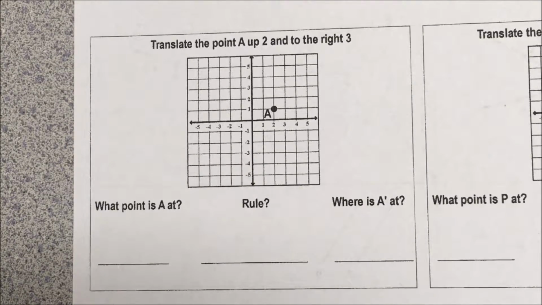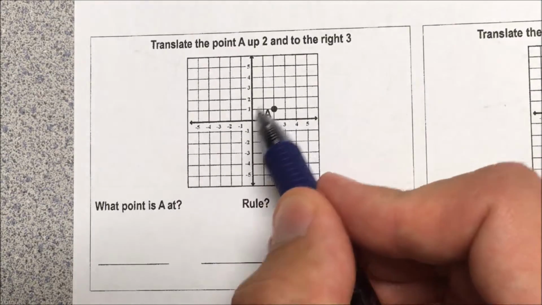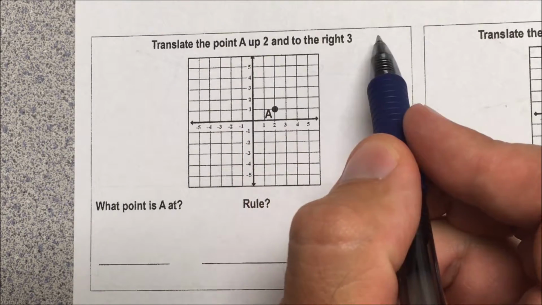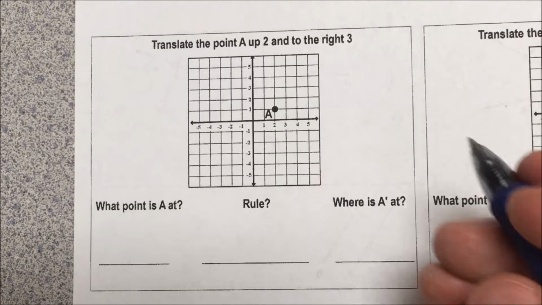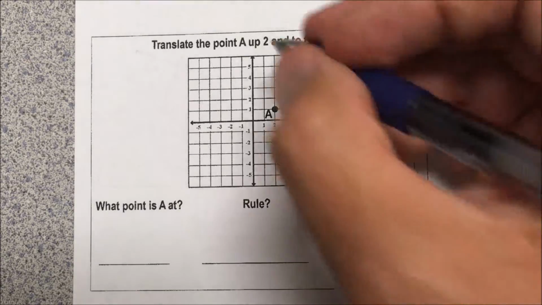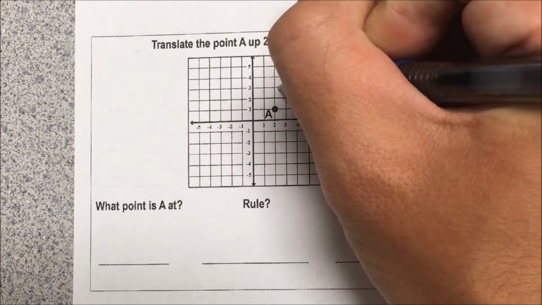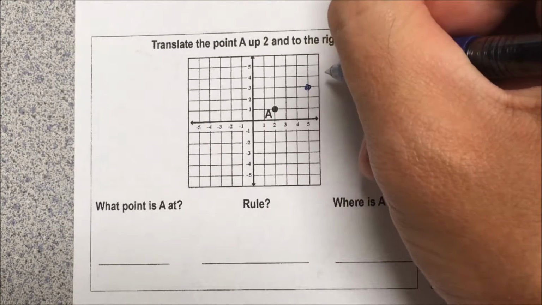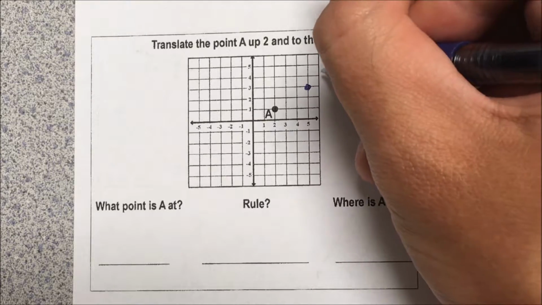Translate's just a fancy word of saying we're going to shift this point or we're going to slide this point somewhere. The problem's telling us to shift it up 2 and to the right 3. And we could do that without having to mess with any kind of rules or writing these points or anything. So let's go ahead and do that. Up 2 and over 1, 2, 3. I know that my answer is going to be 5, 3.